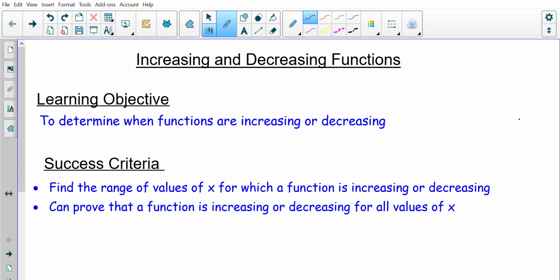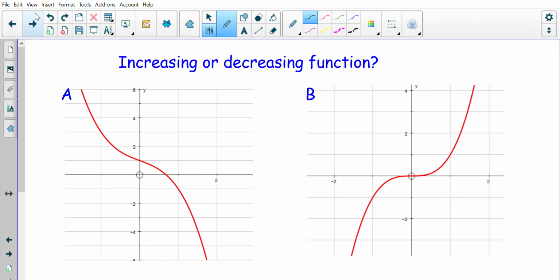In this lesson, we're going to look at how to determine when functions are increasing or decreasing. We need to be able to find the range of values for x for which a function is increasing or decreasing, and prove that a function is increasing or decreasing for all values of x. So first of all, let's have a look at what we mean by a function that's increasing or decreasing.